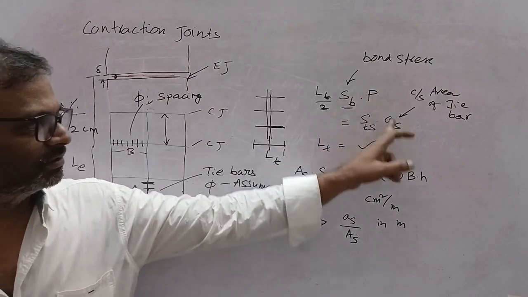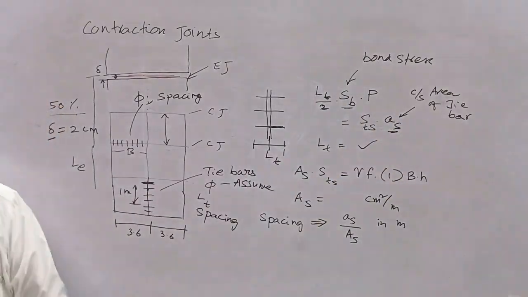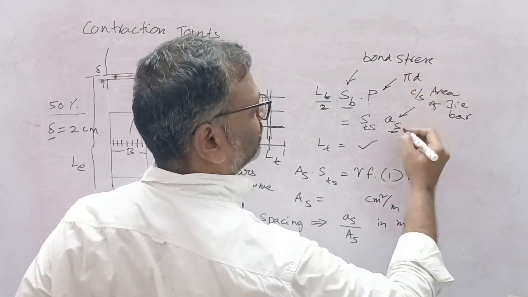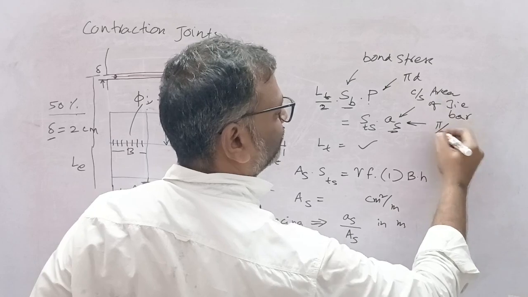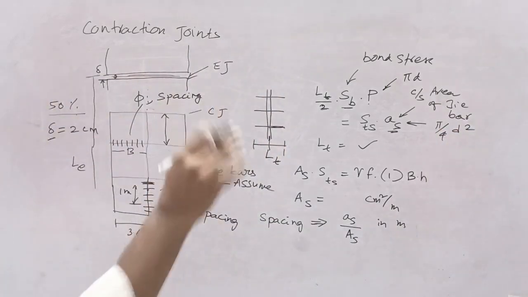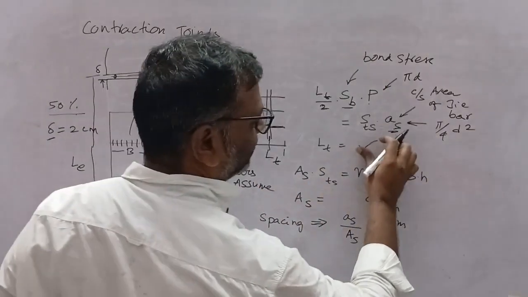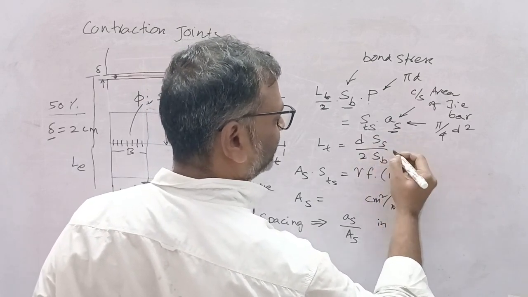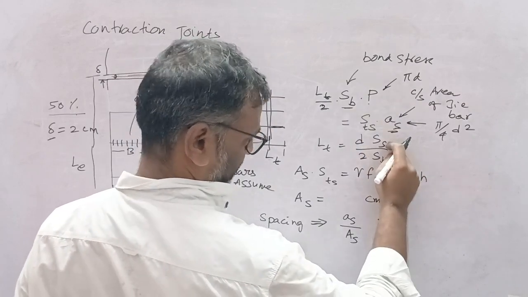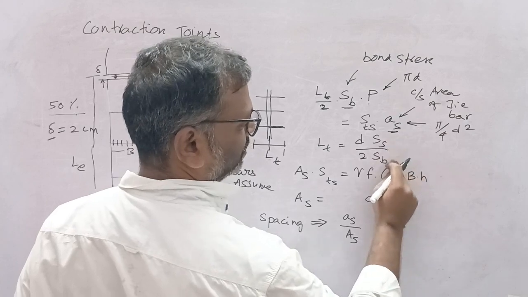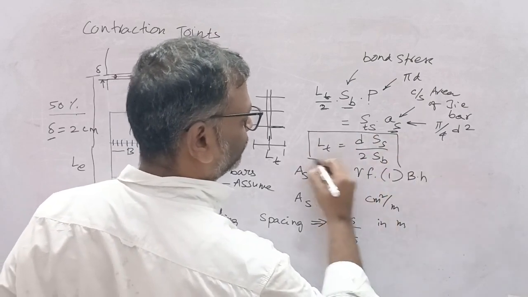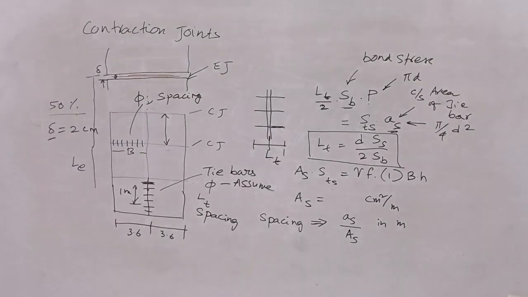Then if you calculate this one, perimeter is pi d, and this one is pi by 4 d square, and upon calculation you will get this as d into Ss by 2 into Sb, where Ss is allowable tensile stress of steel and Sb is bond stress between steel and concrete. So try to remember this formula. Now we will move on to dowel bars.